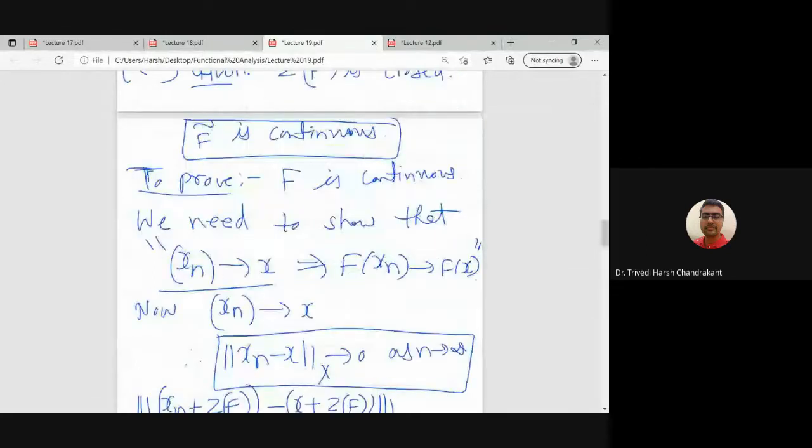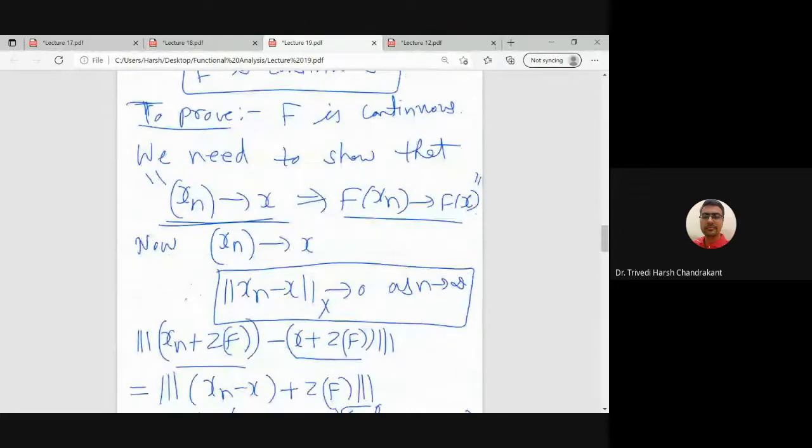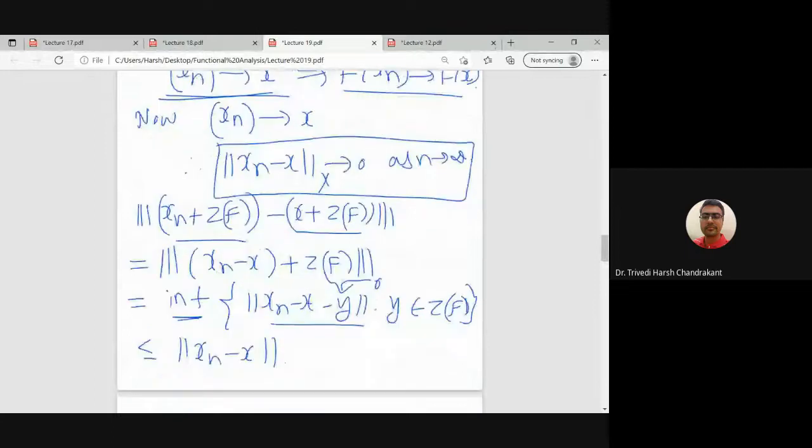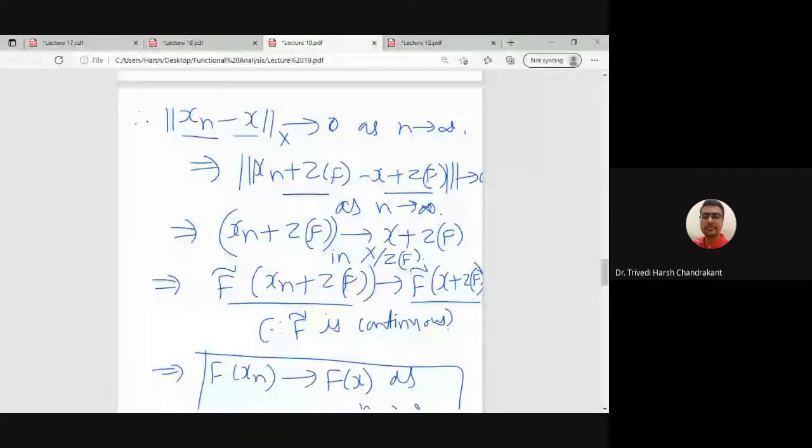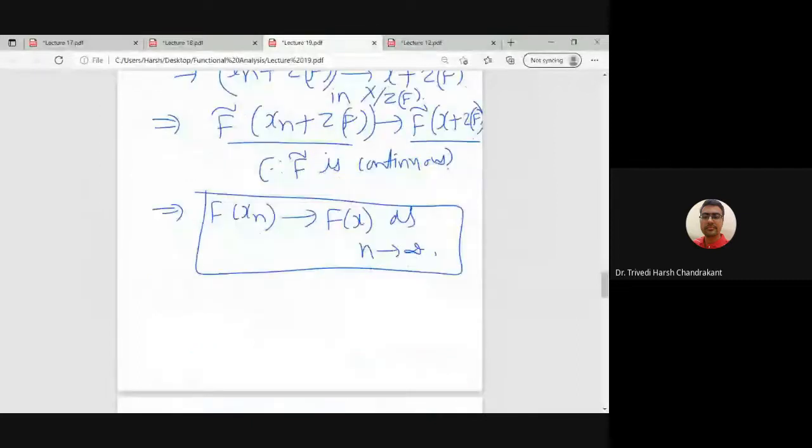We started with xn converges to x. We wanted to prove f is continuous, that means f(xn) converges to f(x). So using xn converges to x, we proved that xn plus kernel converges to x plus kernel, and then f tilde is continuous, so f tilde of that sequence converges to f tilde of x plus kernel, and that is nothing but f(xn) converges to f(x). So f is continuous.